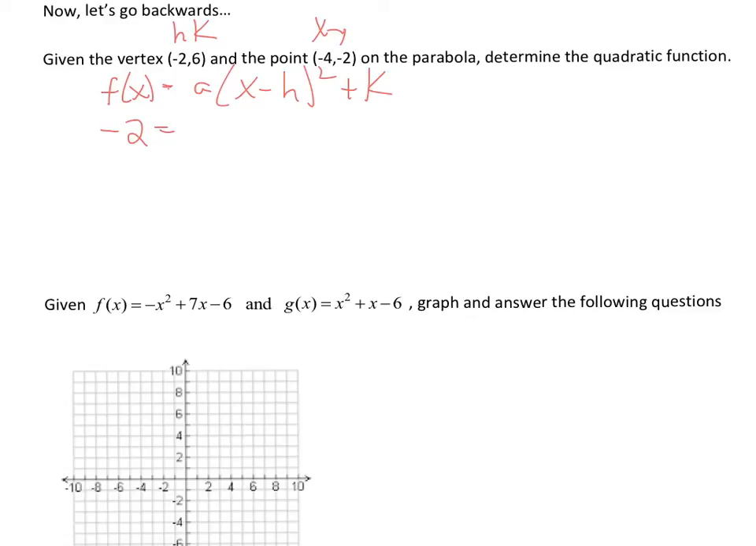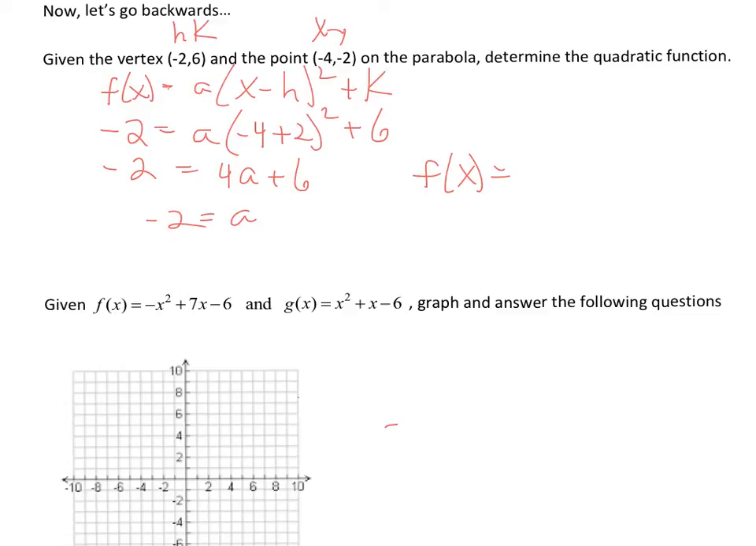Negative 2 equals, A is what I don't know, X is negative 4 plus my H, and then plus my K. And now, a little bit of work here. So that's going to be 2 squared, 4A plus 6. Go around and solve for A, and I get negative 2. So my final answer, make sure you clean it all up for final answer, f of x equals negative 2 in the front, x plus 2 squared up, plus 6 at the end.